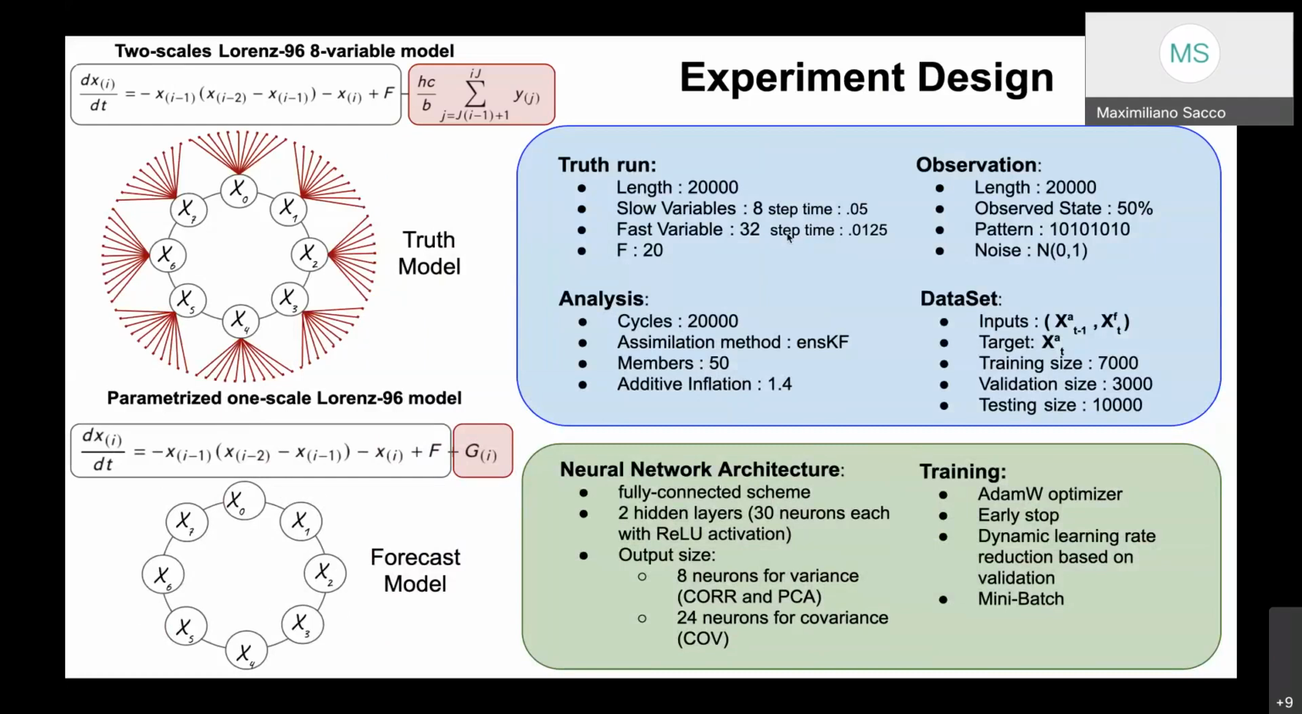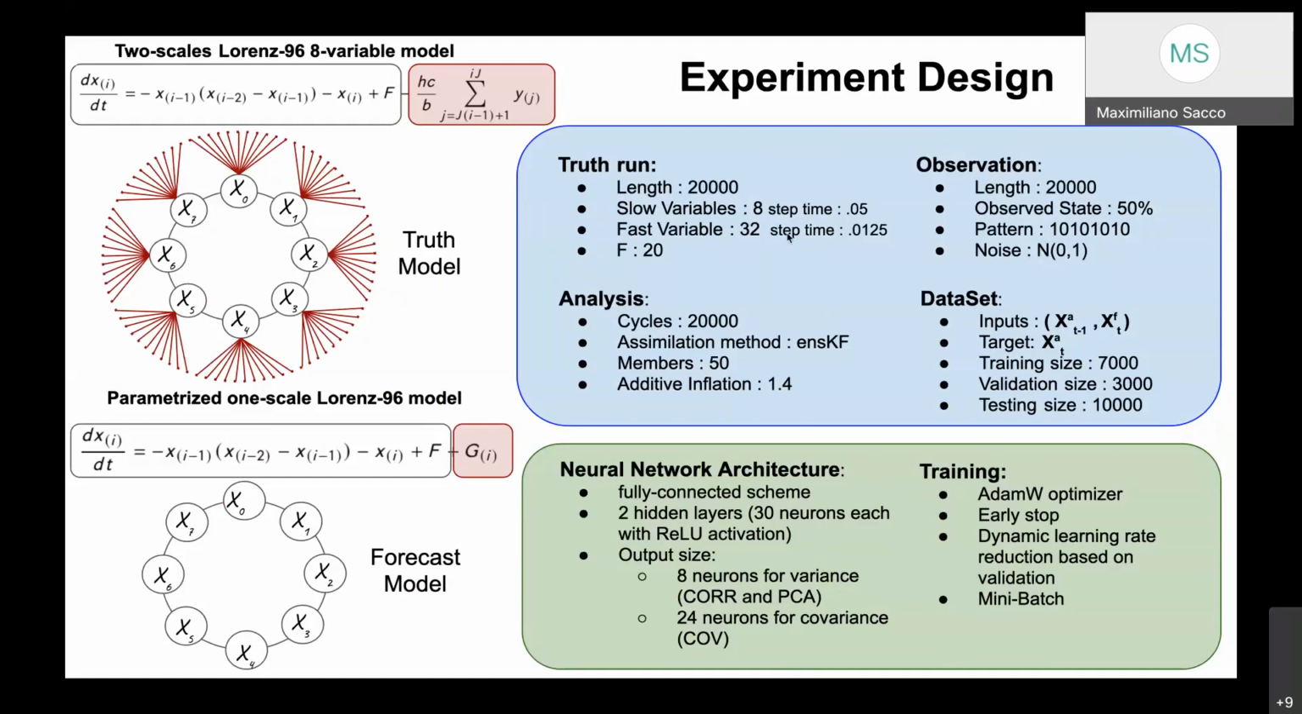But what is very important about this slide is that we use the two-scale Lorenz 96 model to generate the true model, the true state. Then we generate observations by adding noise to the state in the true set. And we use a one-scale Lorenz 96 model to generate the forecast, simulating an imperfect model.